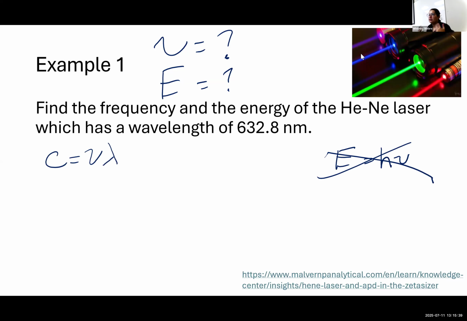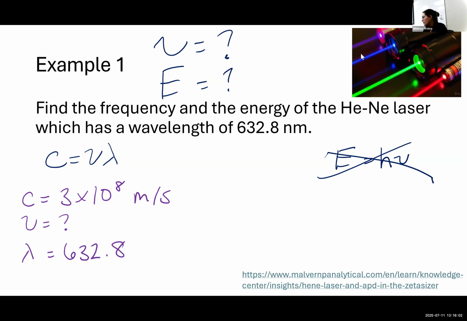If I give you an equation sheet, do you know when to use certain equations, when is the right time to use them, and how? So ν is the variable. c equals the speed of light, which is 3 times 10 to the 8 meters per second. ν we do not know. And lambda is equal to 632.8 nanometers.